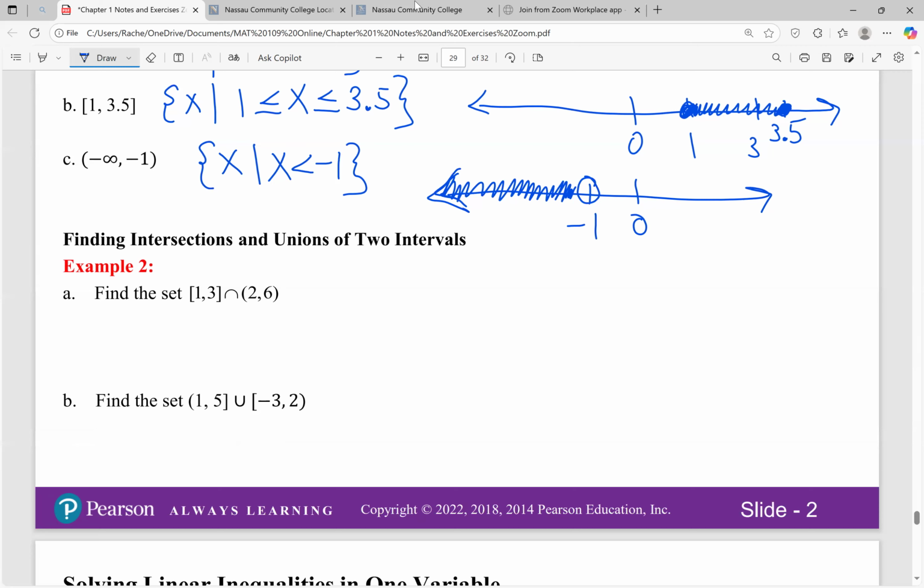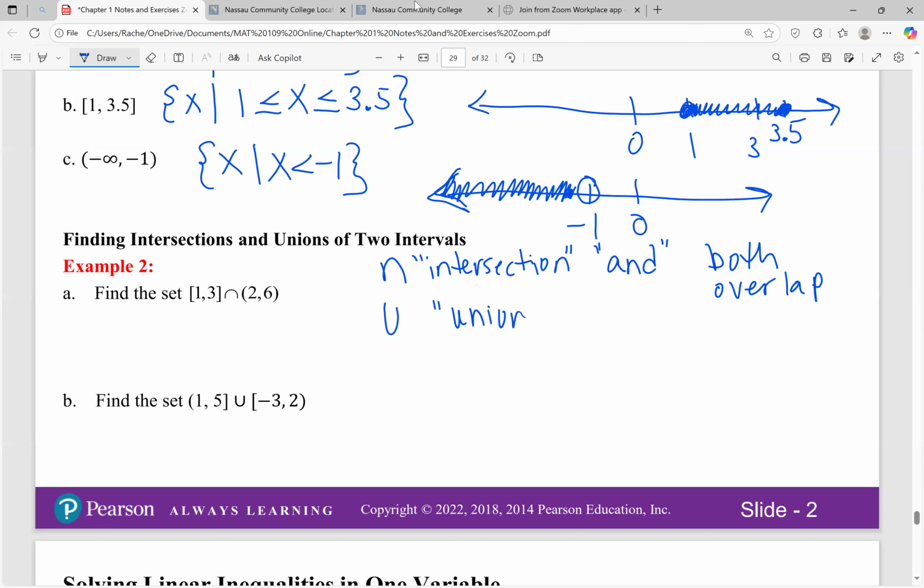So example 2 says find the set from 1 to 3, and then intersection 2 to 6. So just a reminder that this upside down U is intersection, and it means and. It's and, and we want to think both. So where both sets overlap. And then U is union. That means or. And we're going to join both sets. So we're going to join them together. And I'll show you what I mean when we do example A and B.